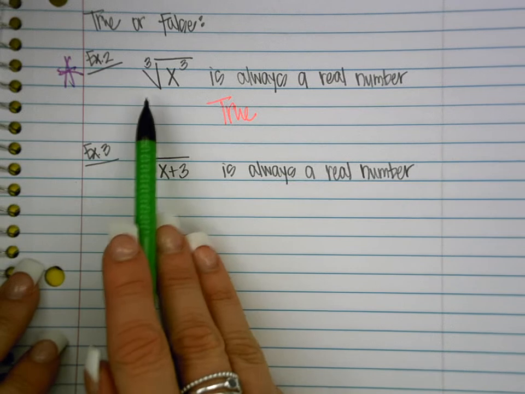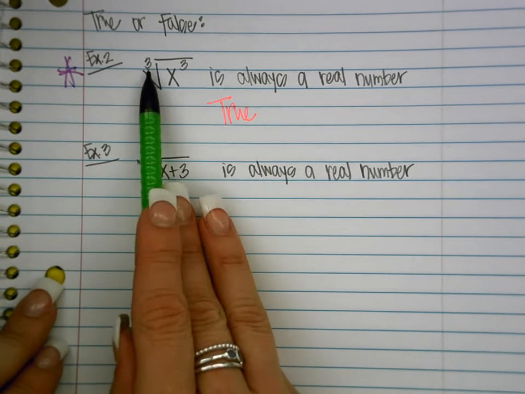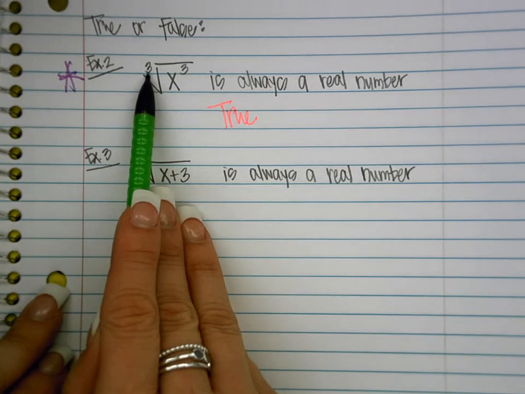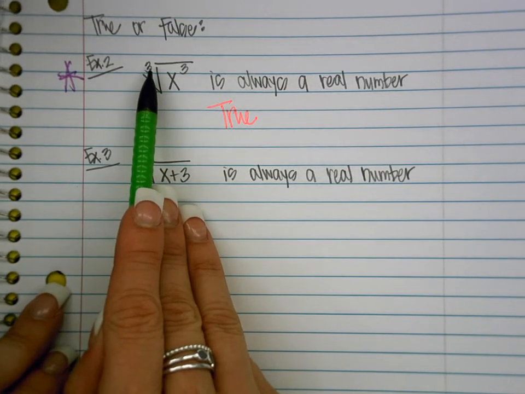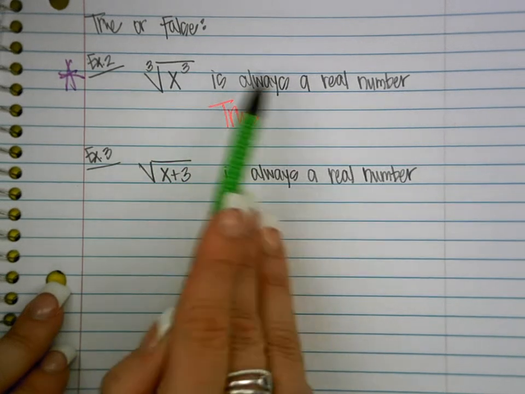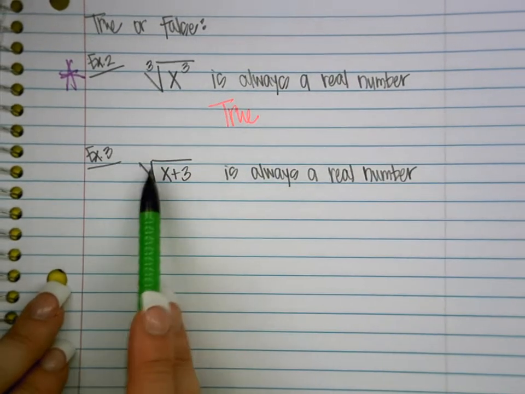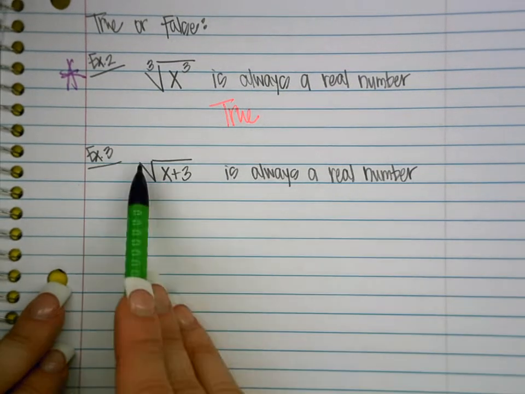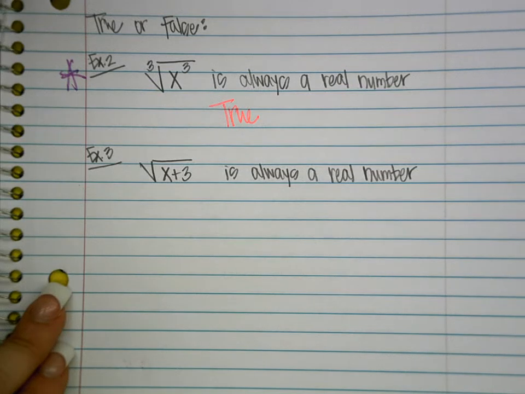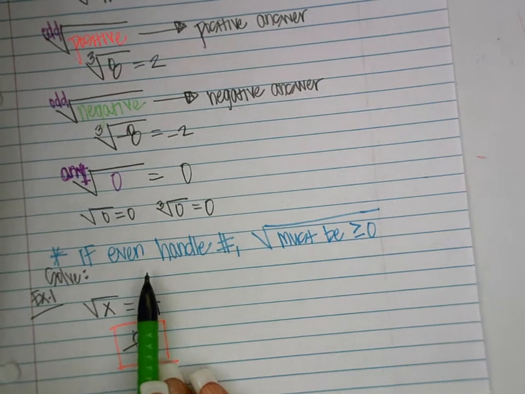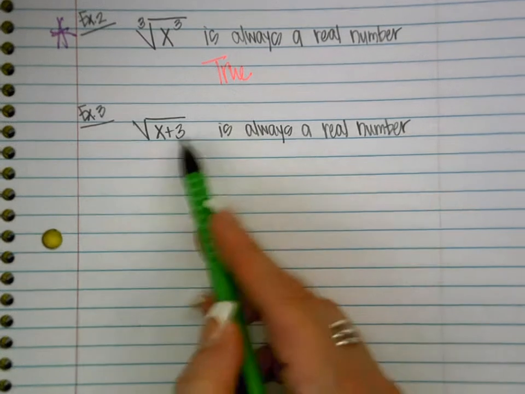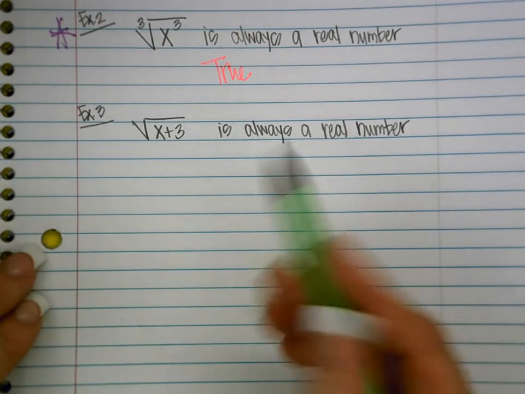okay? The reason this works is it does not matter what is underneath the radical. You will always get an answer from a cube root because it's an odd handle number. Okay, so odd handle numbers, you can put anything underneath the radical and you can do the problem. Even handle numbers, it's different though, right? What did we say about even handle numbers? If you look back, if it's an even handle number, whatever's underneath the radical must be greater than or equal to 0. So does this work for any number that you can think of?